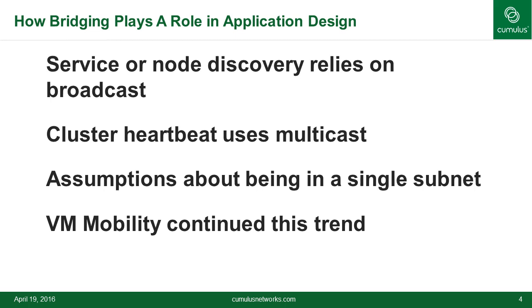Another example is cluster heartbeat, that is, how do I know whether my peers are alive or not, which relies on multicast. That again assumes that you are within a subnet, because layer 3 multicast is seldom used. And then there are other assumptions built into the fabric configuration and the application configuration, which assume that there is an IP subnet again. VM mobility, as an example, continued this trend. These are examples of how bridging is built into the fabric of how applications are designed, and as a result, hobble the ability to make applications scalable, flexible, and also very, very agile.